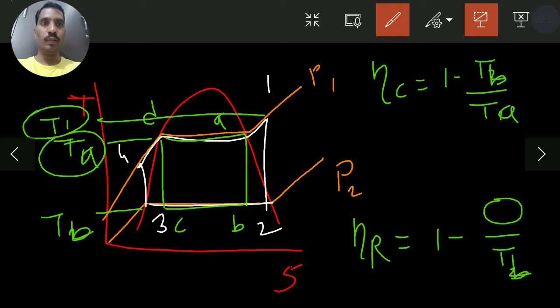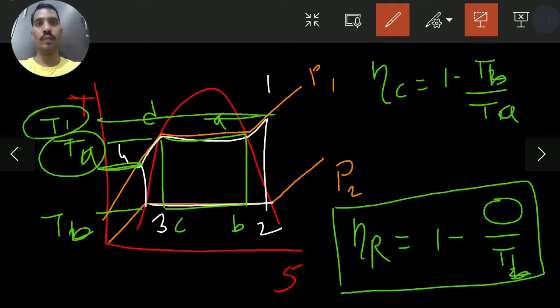And here comes the mean temperature of heat addition. So mean temperature of heat addition means the mean of temperature T4 and T1, that we will see, but the concept is, if I want to calculate the efficiency of a Rankine cycle in terms of temperature, then which temperature should we select. For the Carnot cycle it is easy to take the higher temperature and lower temperature, but for the Rankine cycle it is quite difficult. Then how to calculate the mean temperature of heat addition, that we will see.